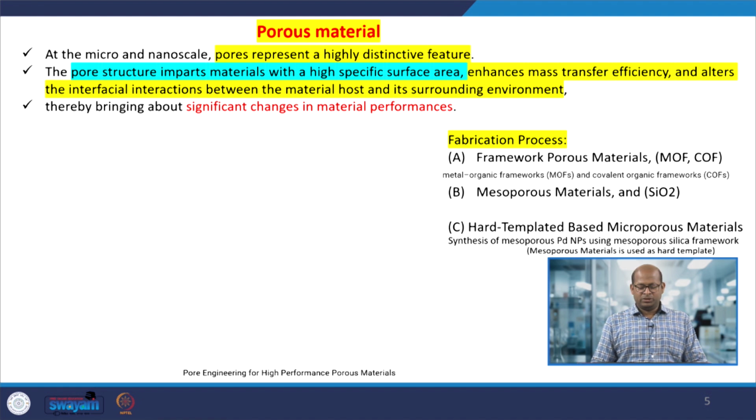So pores are important, whether they are micropores, mesopores or other types of pores. These pore structures impart high specific surface area to the material, which we have already discussed. Once we develop a high specific surface area in the porous materials we synthesized, as I said in one example, it can be used as a support material for the catalyst in any reaction.